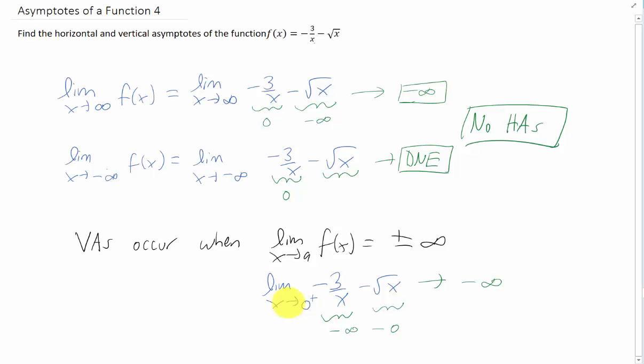Now, why did I choose x approaching 0 from the right? Well, because x couldn't approach 0 from the left because of this square root function. We're not allowed to have negative numbers in here, so we had to take the limit as x went from the right. Either way, we found that x equals 0 is a vertical asymptote, because as x approaches 0, from the right in this case, the limit approaches negative infinity.